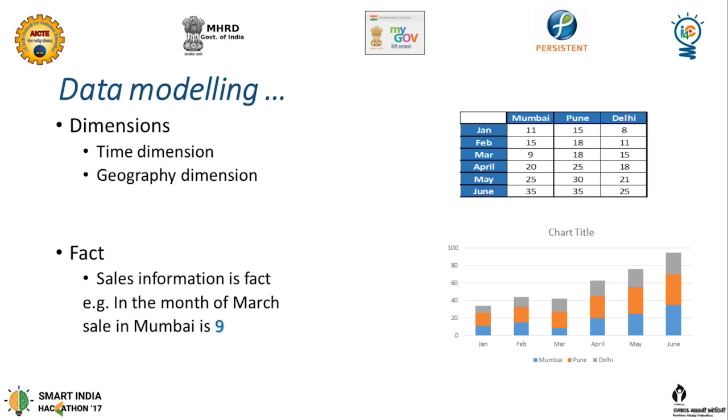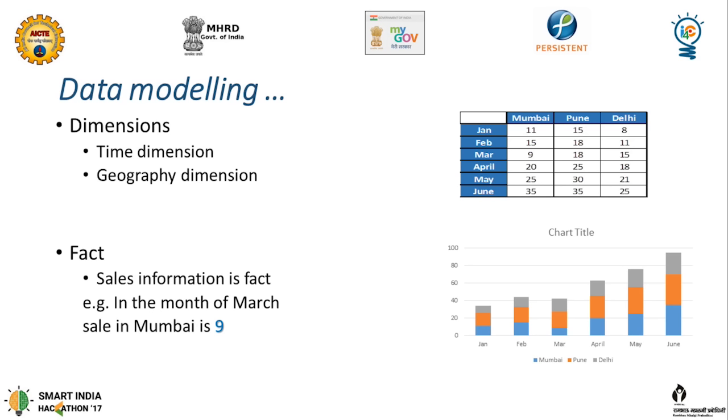On the right hand side, there is a table which has Jan, Feb, March, April, May, which is nothing but one dimension, and Mumbai, Pune, Delhi, that is another dimension. So it is cross dimensional information, isn't it? You can have multiple dimensions. You can have another dimension, product. So in a particular month, for a particular geography, for a particular product, what is my sale?